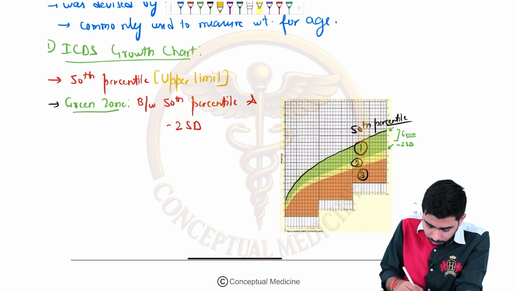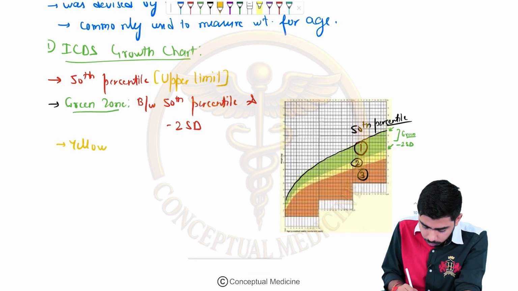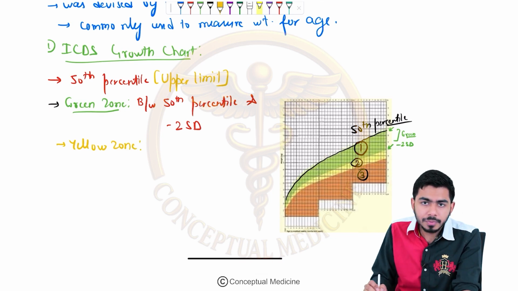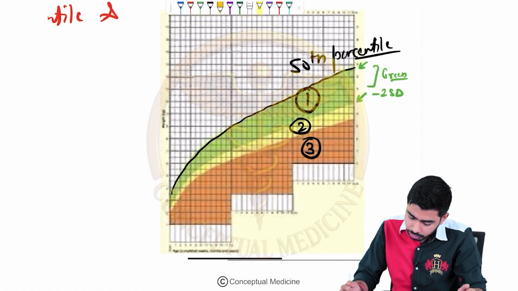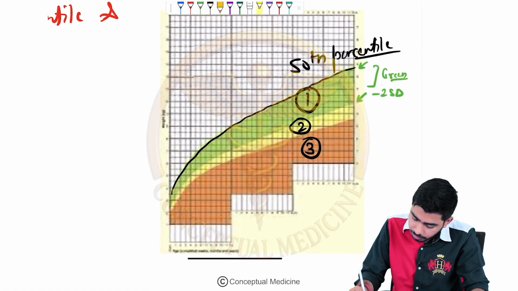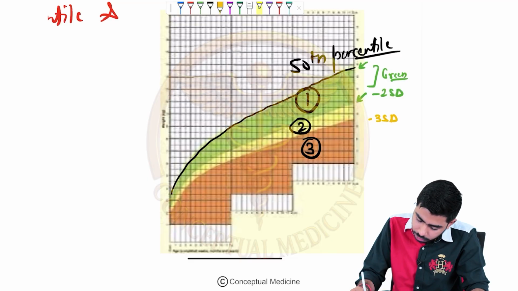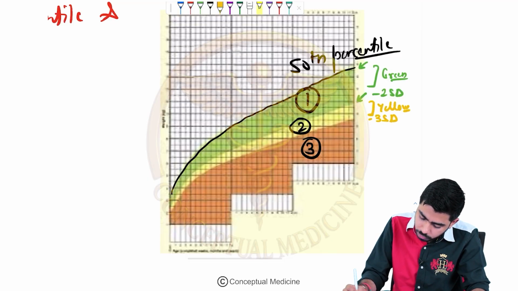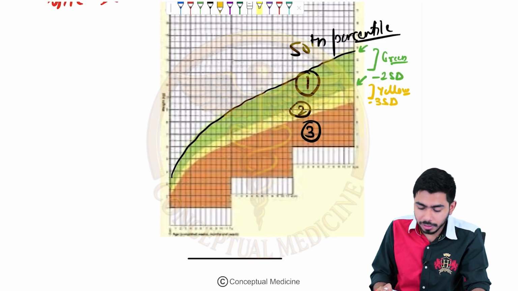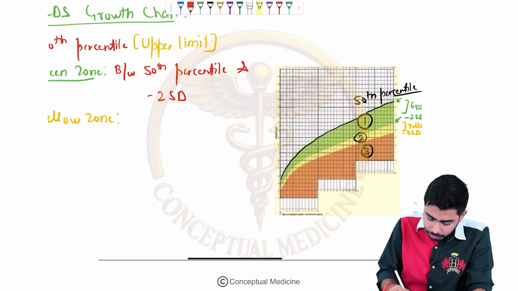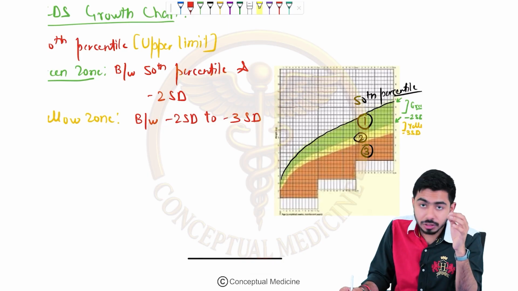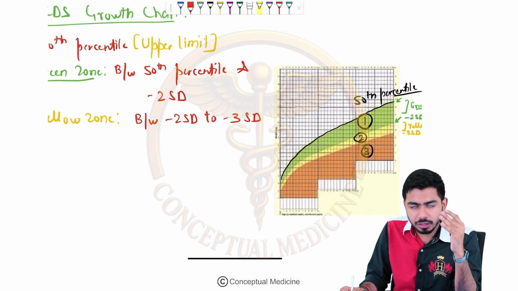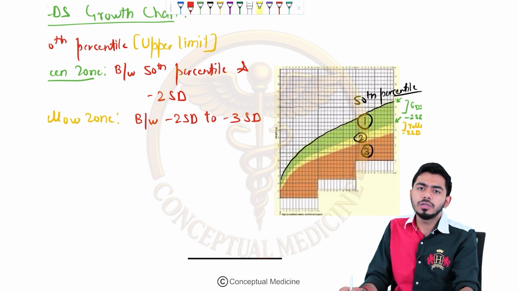What about the yellow zone? The yellow zone is below the green zone, so it will be between the -2 standard deviation and the -3 standard deviation. Here we shall be writing that this will be the -3 standard deviation, and the zone from here to here will be called the yellow zone. So between -2 standard deviation and -3 standard deviation, that will be called the yellow zone, and anything below -3 standard deviation will be called the red zone.